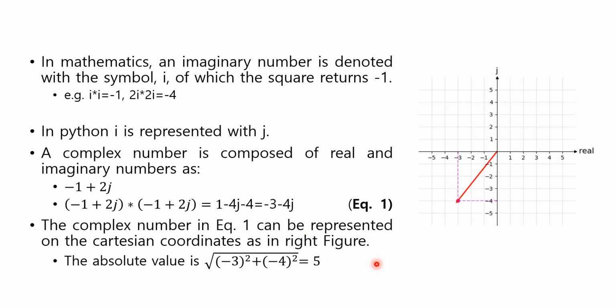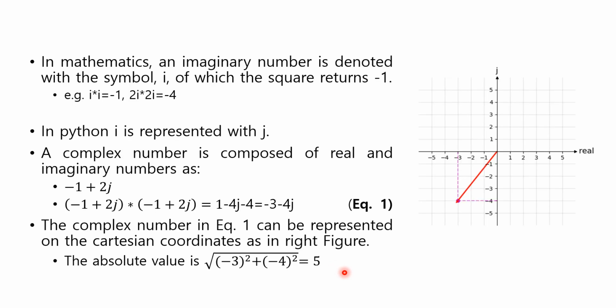So the absolute value is the square root of (-3) to the 2 plus (-4) to the 2, which is the square root of 9 plus 16. The square root of 25 is 5. So let's do it with me.